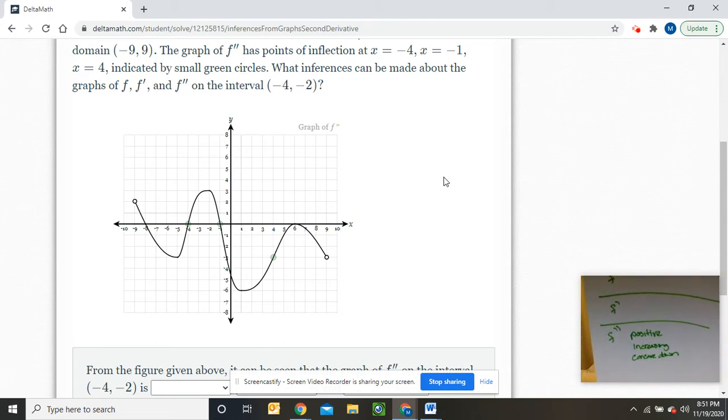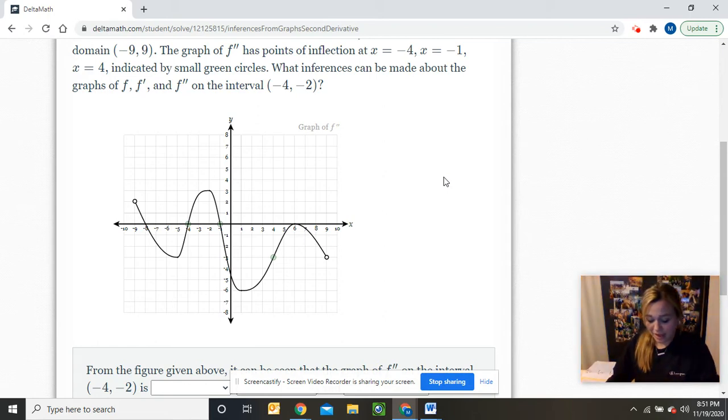So let's start with f double prime is positive. If f double prime is positive, the second derivative tells you about f of x, the original function, whatever that is, concavity. So if f double prime is positive, would you be thinking concave up or concave down for f of x?